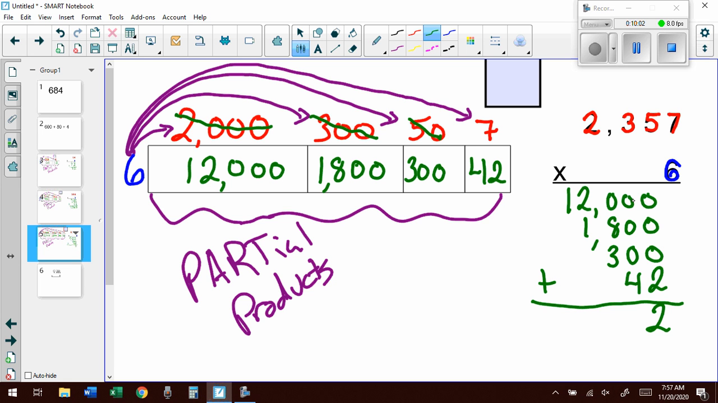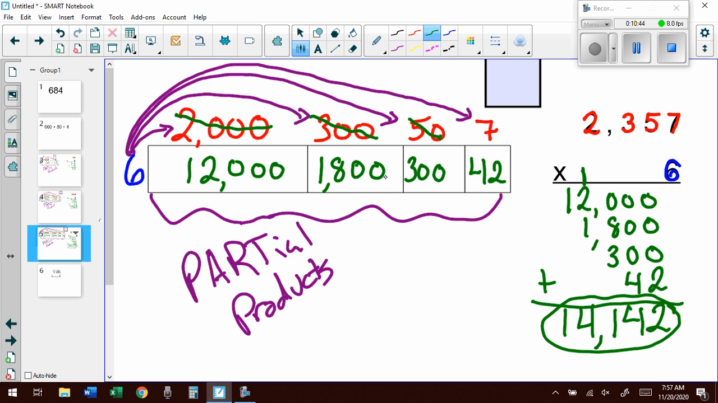0 plus 0 is 0. Plus 0 is 0. Plus 4 is 4. 0 plus 8 is 8. Plus 3 is 11. Plus nothing is still 11. 1 down here. 1 up here. Don't forget about him. 1 plus 2 is 3. Plus 1 is 4. Plus nothing is 4. And 1 plus nothing is 1. There's our answer.